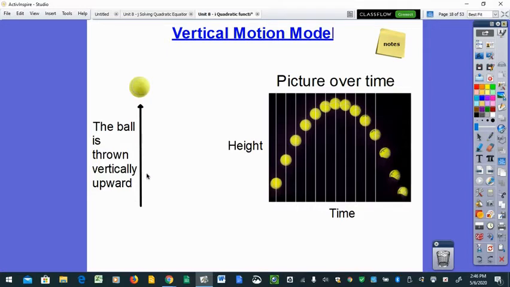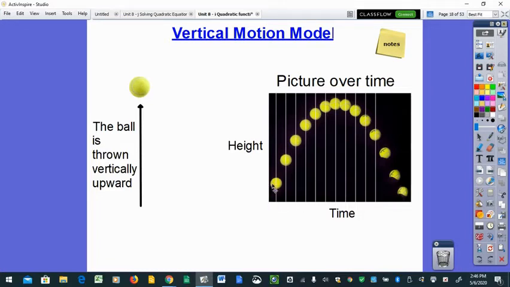I don't throw it forward or to the right or to the left. It's perfectly straight up and down, vertical motion. If one of you were sitting at the back of the classroom taking pictures of the ball going up and down, very quickly, like they do in sports photography sometimes, imagine we take a series of pictures, maybe every quarter of a second, and then we line them up next to each other.